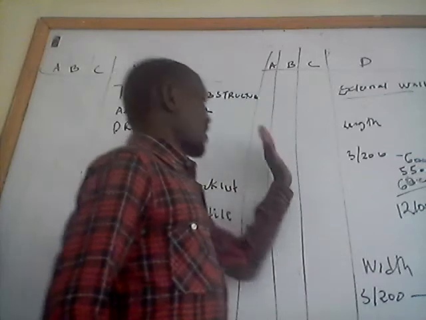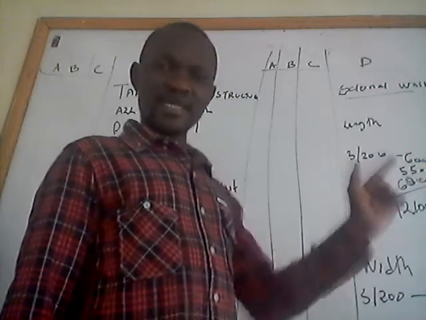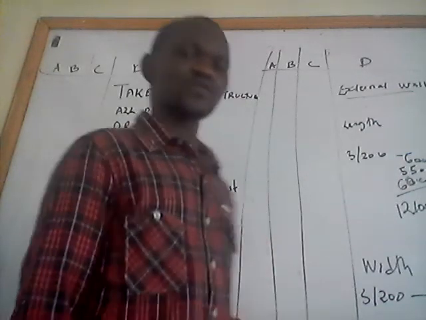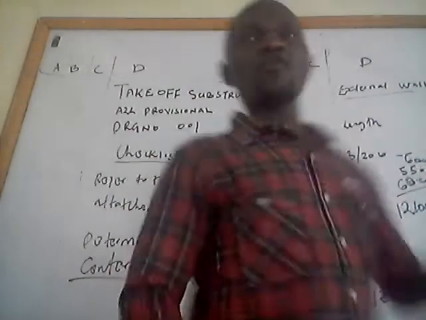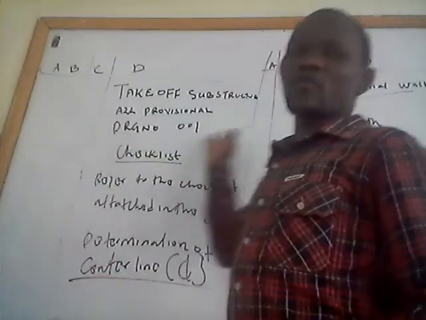In this class, we want to discuss taking off of the substructure. As I've said, the substructure is the structure beneath the building, underground. So when you talk about taking off the substructure, I hope all of you know how this format is. It's called the dimension sheet.